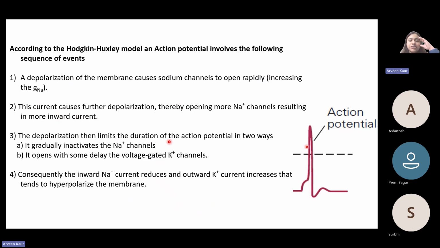The depolarization then limits the duration of the action potential in two ways. It gradually inactivates the sodium channels that had opened earlier, and it also, with some delay, potassium channels start opening. So it starts declining. Potassium channels will open, then again the equilibrium will fall more towards potassium, right? So consequently, inward sodium current reduces and outward potassium current increases. That tends to hyperpolarize the membrane, right?